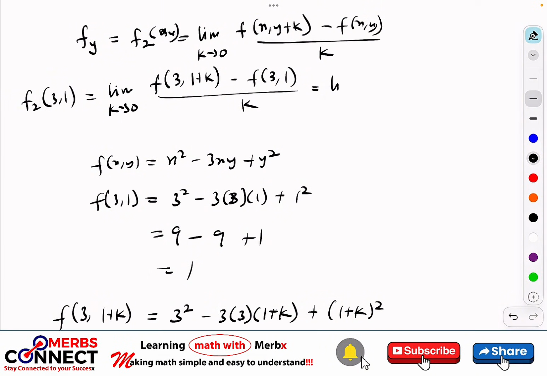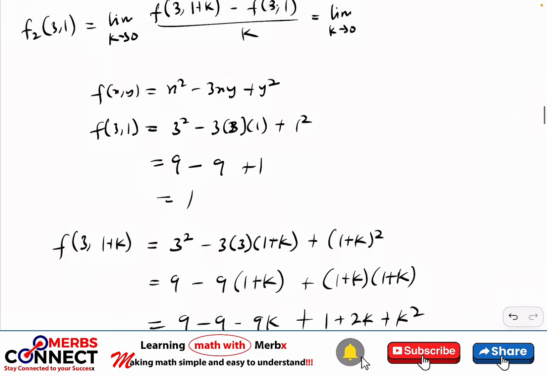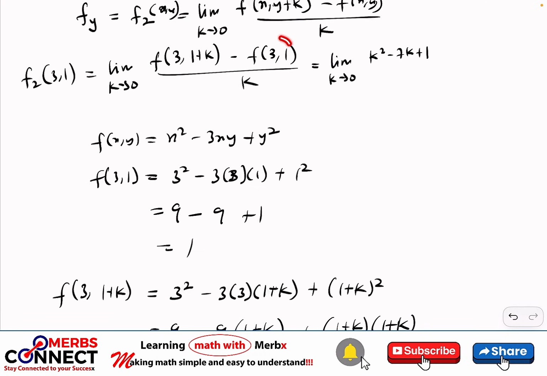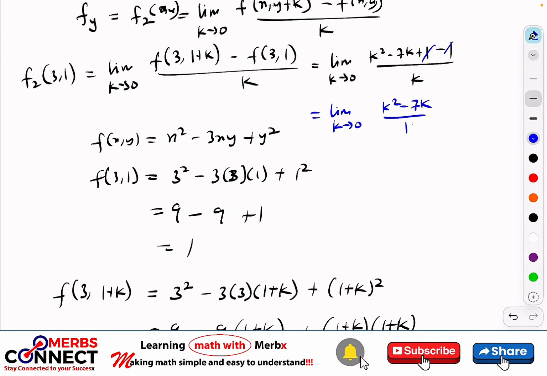So this is limit k is approaching 0. Then this guy here, we had k squared minus 7k plus 1. And this is 1. So it's going to be minus 1 divided by k. This is limit k is approaching 0. This will cancel this. So we are going to have k squared minus 7k divided by k.